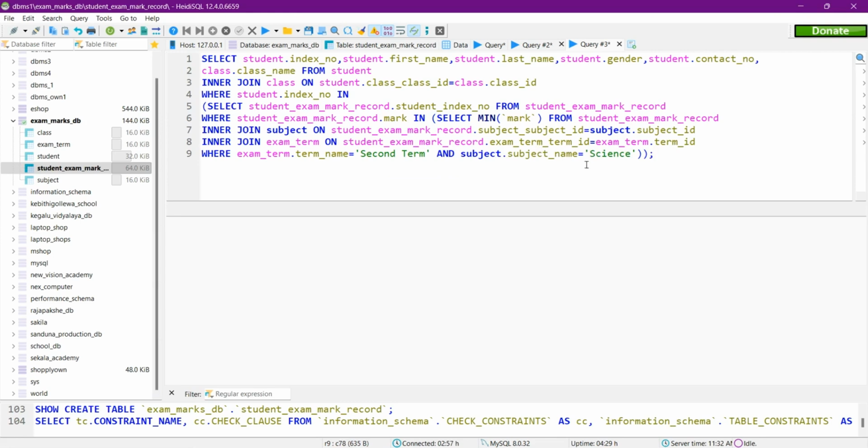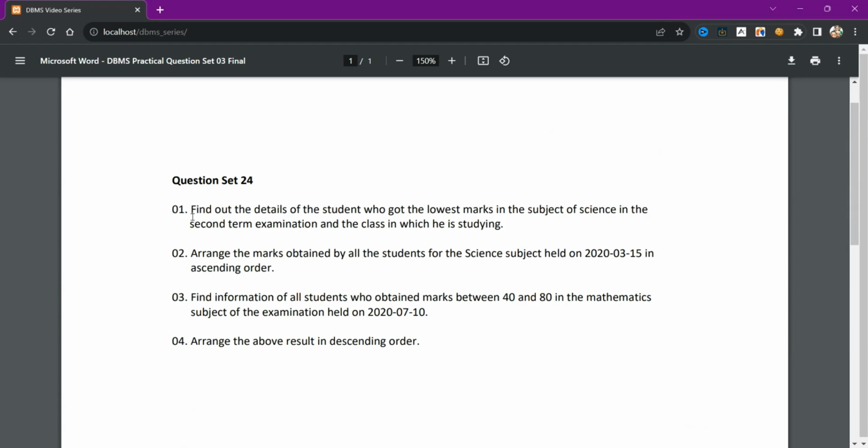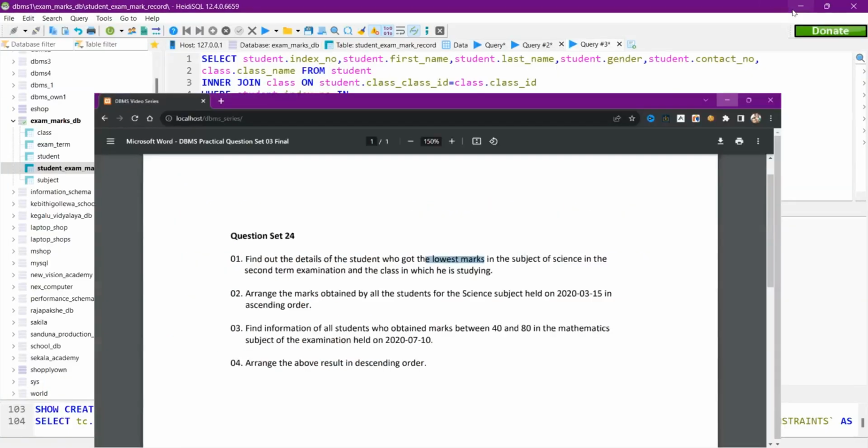So guys, this is the answer. This is the query for the first question. When we look at the question, they have told us to find out the details of the student, including the class. Also, they have said the result should be the lowest marks in the science subject and in the second term examination. So that's what we have written here.